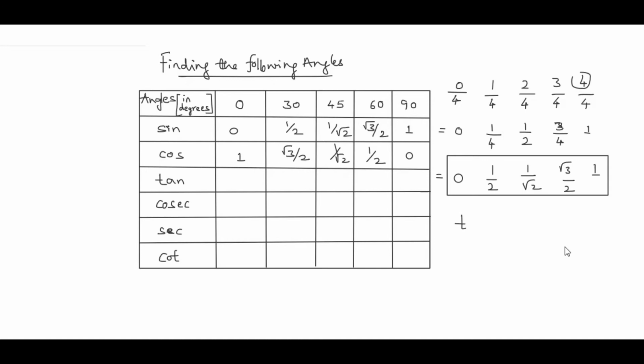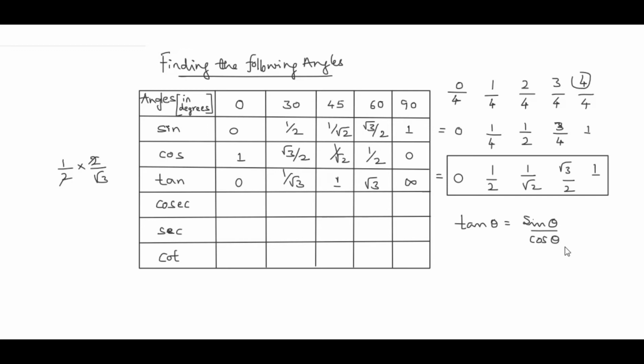So we know what tan is. Tan theta is equal to sin theta divided by cos theta. So 0 divided by 1 is 0, 1 by 2 divided by root 3 by 2 is 1 by root 3, 1 by root 2 divided by 1 by root 2 is 1, root 3 by 2 divided by 1 by 2 is root 3, and 1 by 0 is infinity. So these are the tan angles.